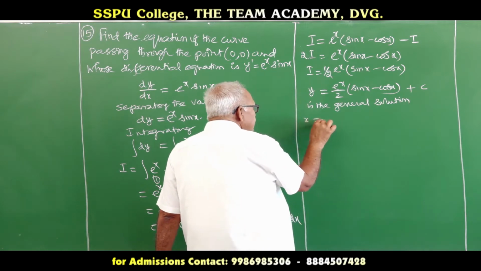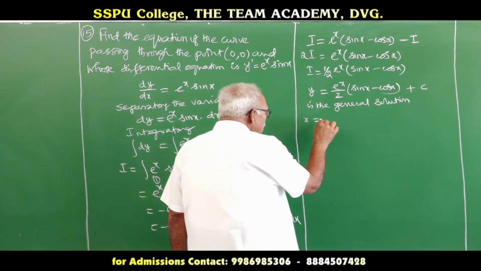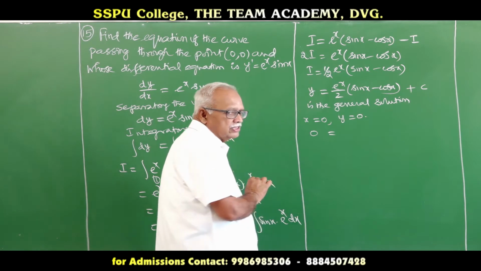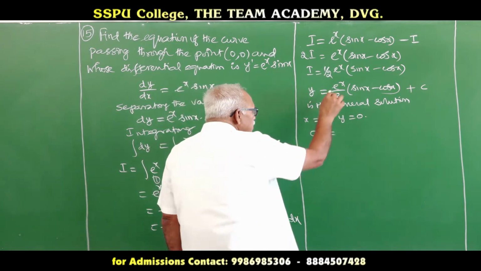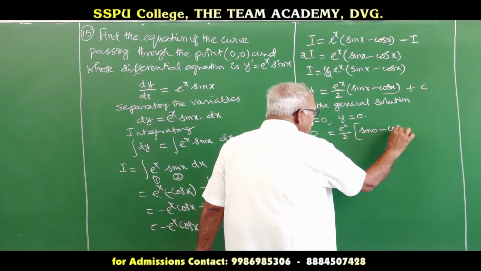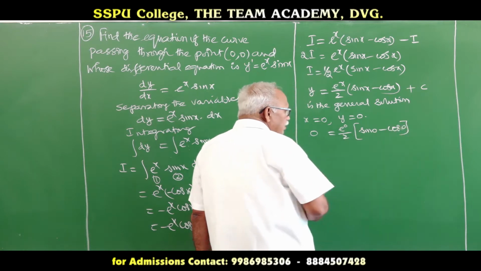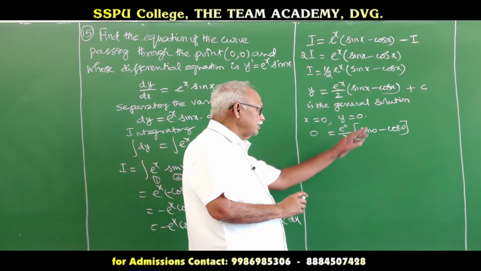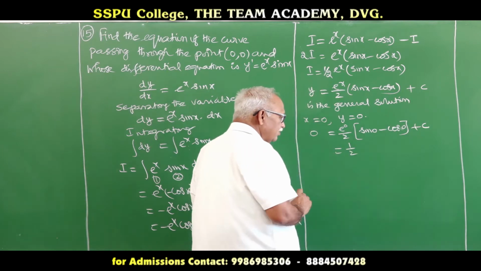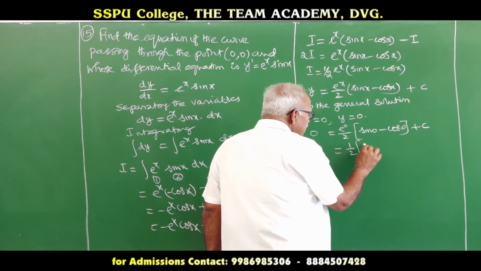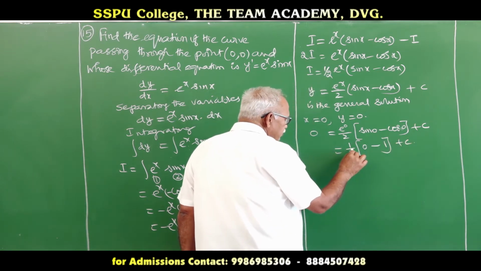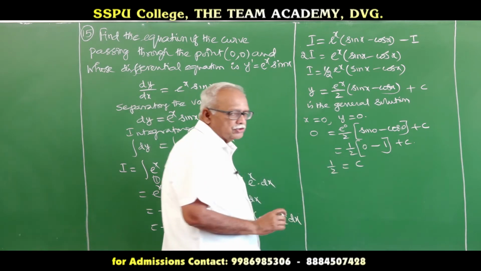Now, the initial condition given is that the curve passes through x = 0, y = 0. So, substituting this in the general solution, 0 = e^0/2 into (sin 0 minus cos 0) plus c. Sin 0 is 0, cos 0 is 1, e^0 is 1. Now, this is 0 minus 1 plus c. So, c is equal to 1/2.